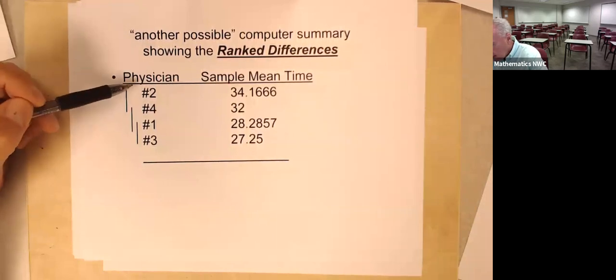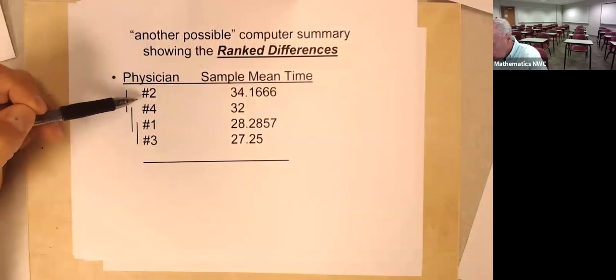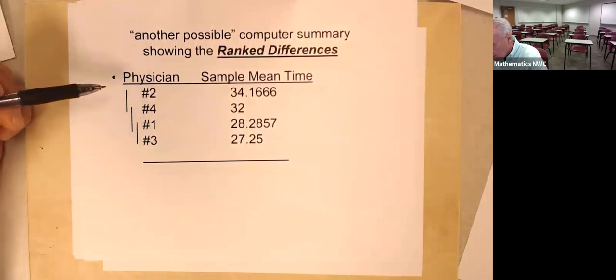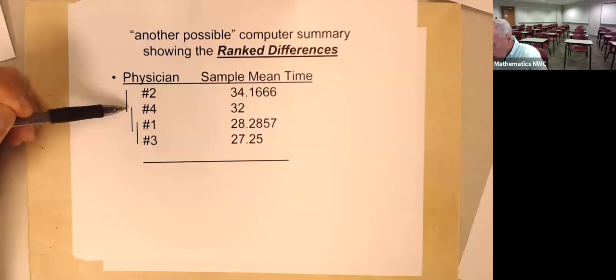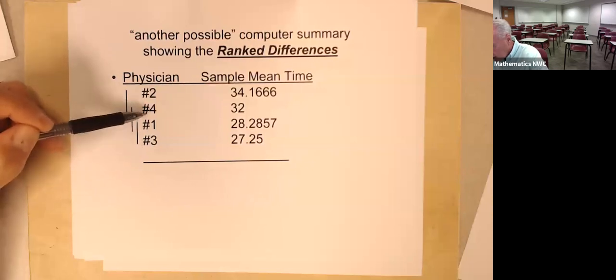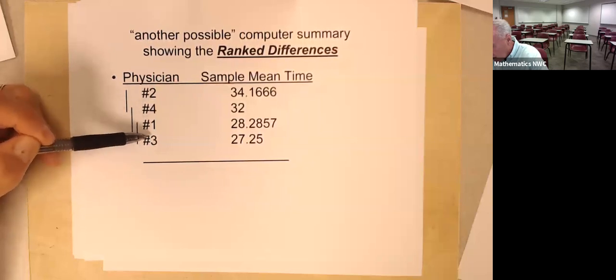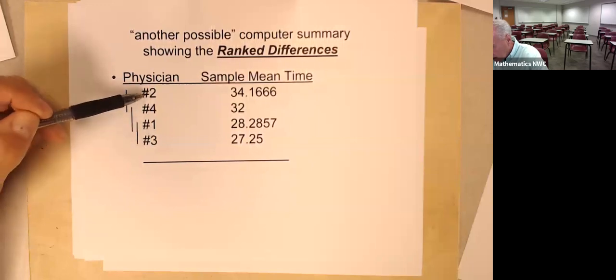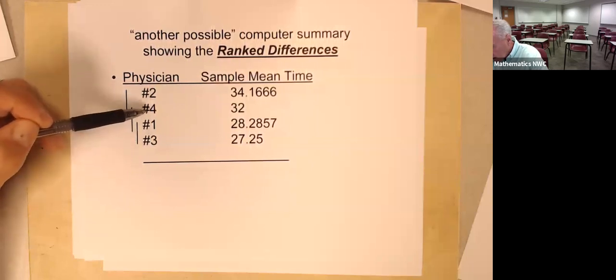Here we would say 2 is not different from 4, but 2 is larger than 1, 2 is larger than 3. 4 is not different from 2, 4 is not different from 1, 4 is larger than 3. 1 is less than 2, but 1 is not different from 4, 1 is not different from 3. 3 is less than 2, 3 is less than 4, but it's not different from 1.